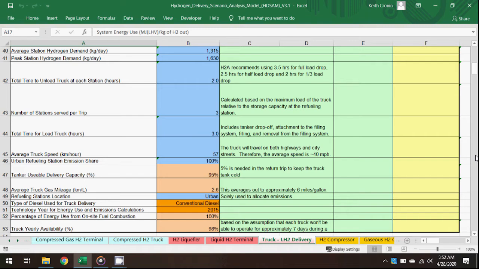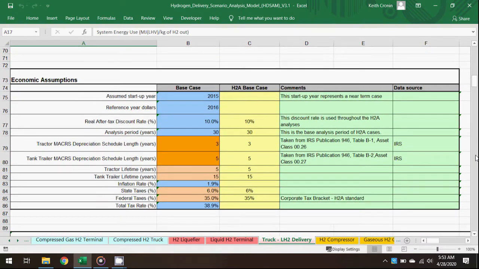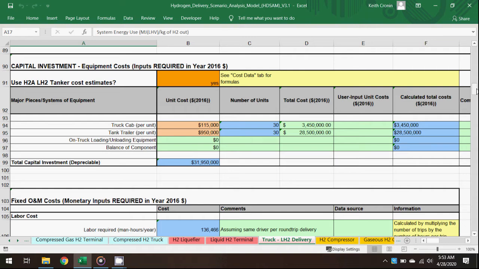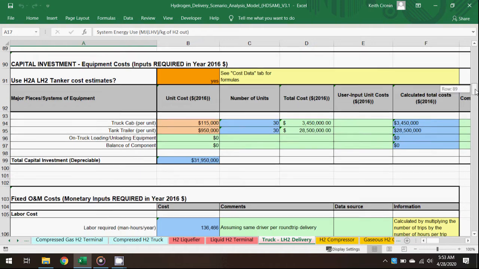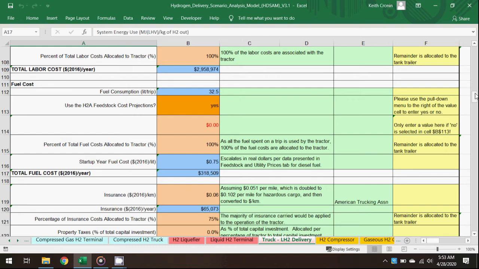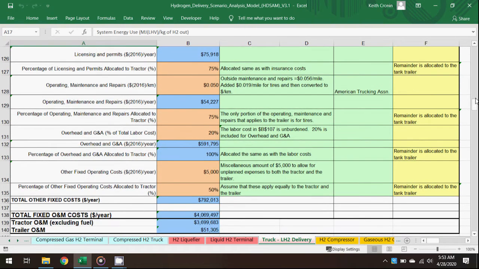After the calculated values table is the economic assumptions table. Again, the significant inputs include pump lifetime, storage lifetime, inflation rate, state taxes, federal taxes. In the following capital investment table, there are required inputs for the per unit costs of the truck cab and the tank trailer. In the fixed O&M costs table, the inputs of interest include labor cost rate, total labor cost, fuel cost rate, total fuel cost, insurance, property taxes, licensing and permits, operating maintenance and repairs, overhead and G&A, and other fixed operating costs. And again, the remaining tables contain all calculated cells.